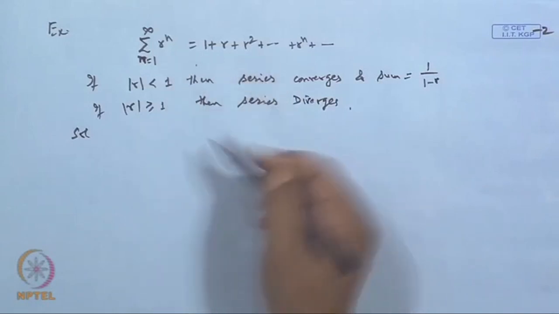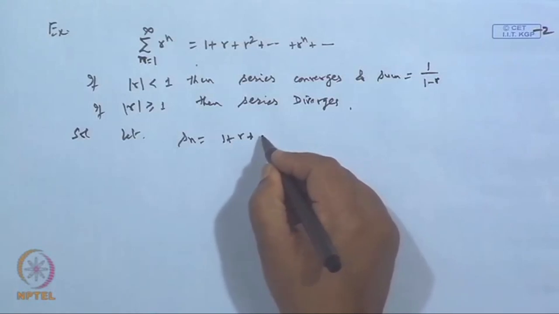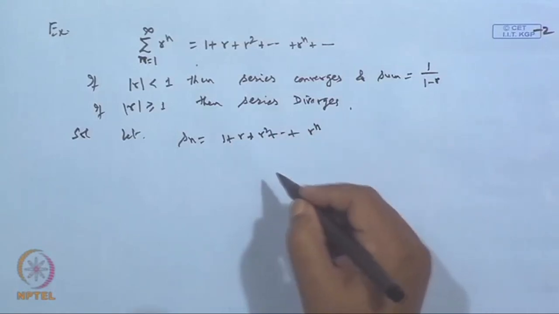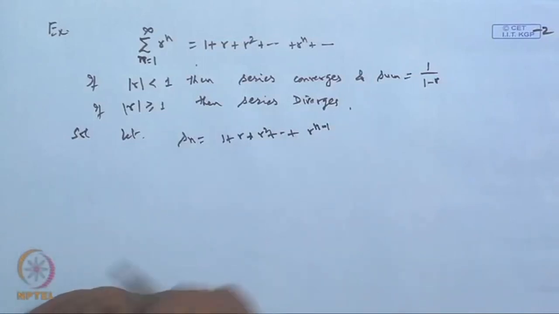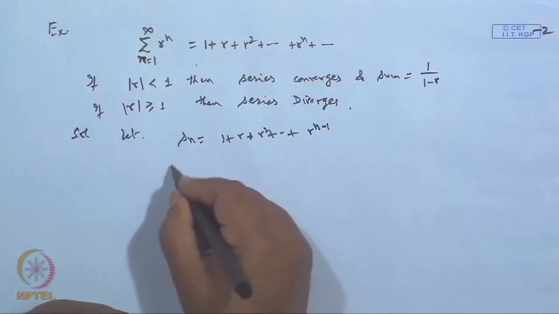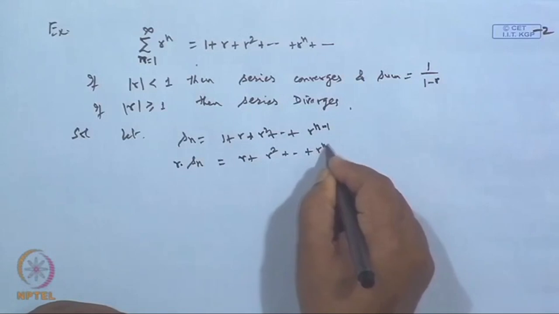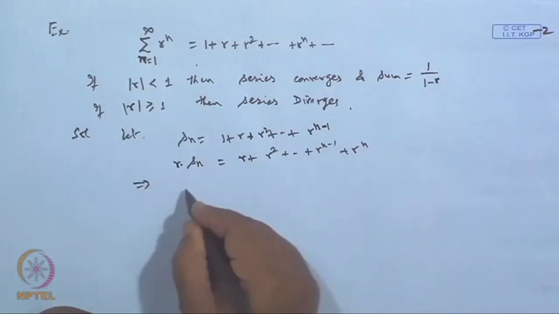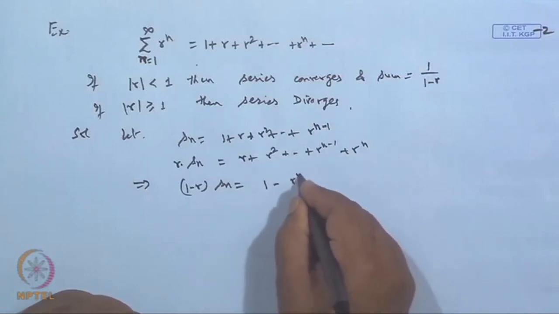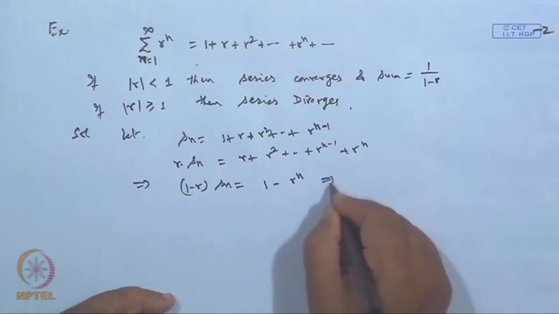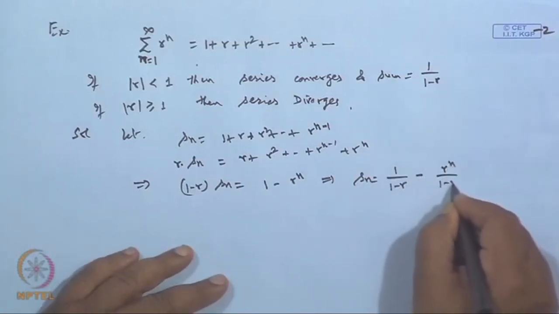Let us find the sum of the first n terms. Let Sn be the sum of the first n terms: 1 plus r plus r square plus up to r to the power n minus 1. Then if I multiply this by r, r times Sn is r plus r square plus up to r to the power n. Now, I subtract. So, 1 minus r times Sn, everything gets cancelled, and we finally get 1 minus r to the power n. So Sn becomes 1 minus r to the power n over 1 minus r.